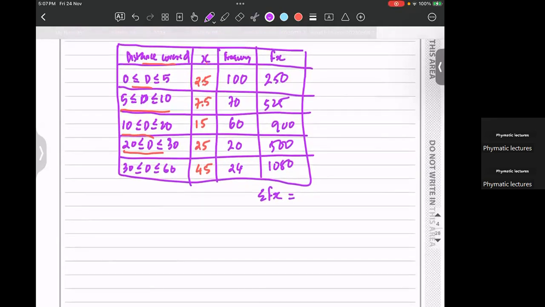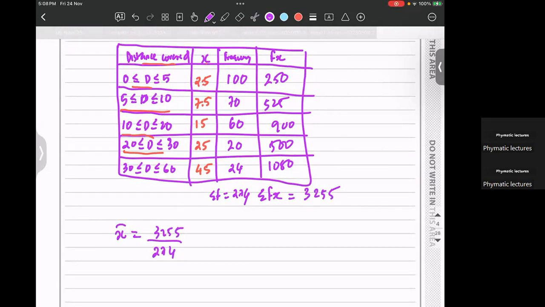Now you find the sigma fx, and we already know the total frequency is 274. So what is sigma fx? You add it: 250 plus 525 plus 900 plus 500 plus 1080. That is 3255. Therefore, the mean is equal to 3255 divided by 274.